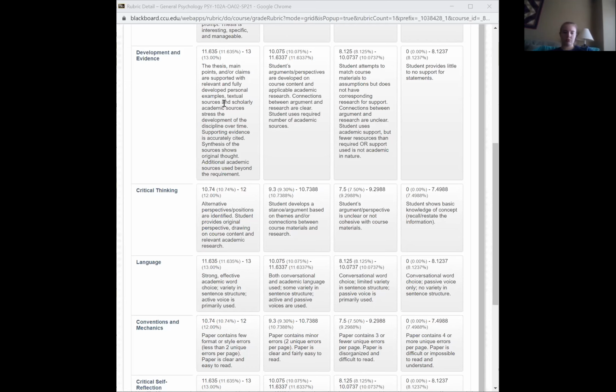The language and the conventions and mechanics are pretty similar. It just means watching for those fragments, those run-on sentences, making sure that we're using punctuation correctly, that it's not reading like a diary entry or a text message, but that we are doing a formal written academic submission.